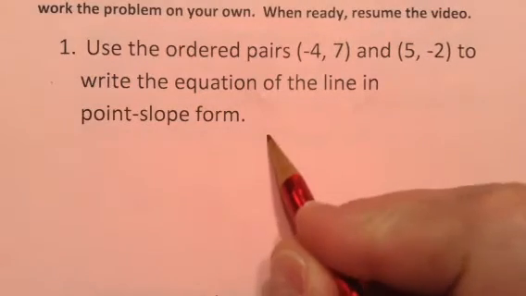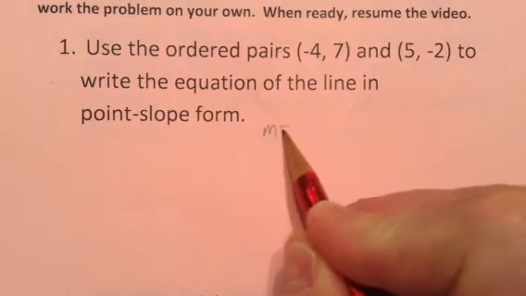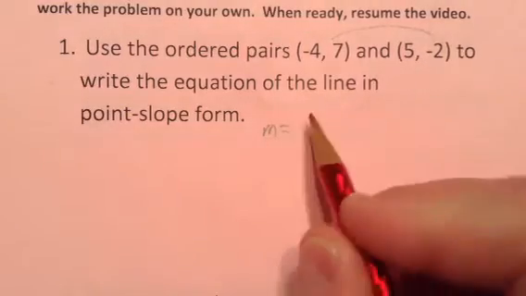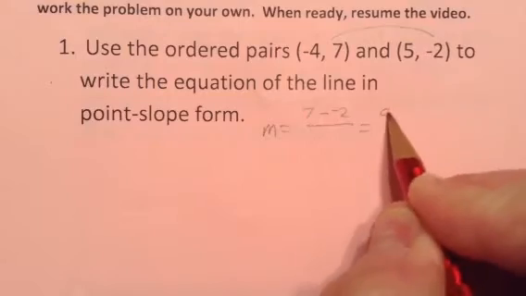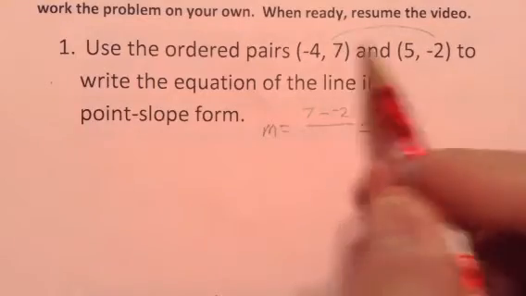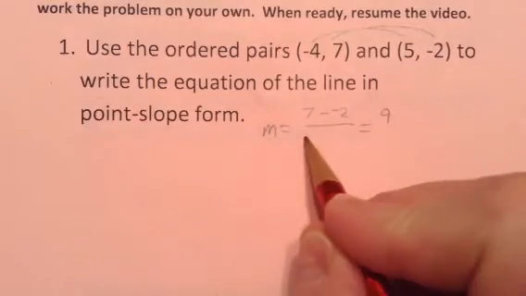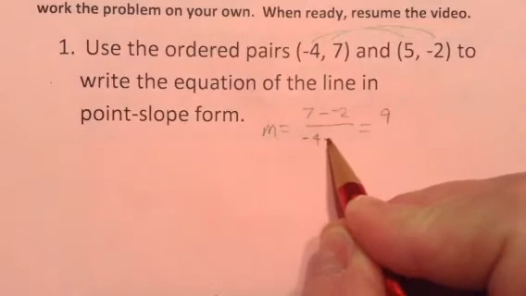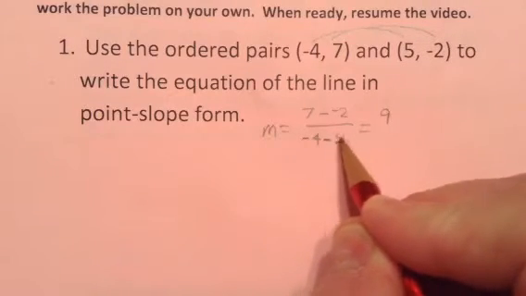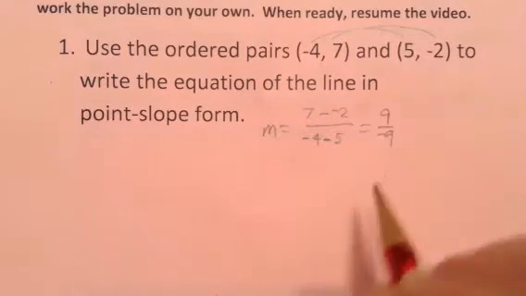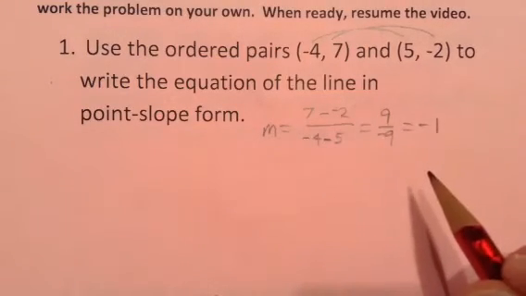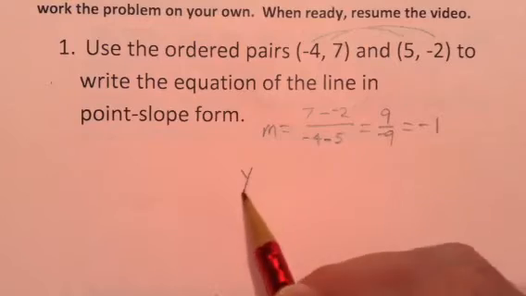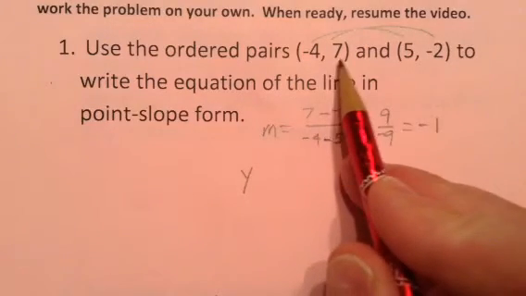Alright, we find the slope. We'll subtract my y's. 7 minus -2 is 9. And then I'm going to subtract my x's in the same form. -4 minus 5 is -9. That equals a -1. So pick one of these 2 points. I'm going to pick this one.